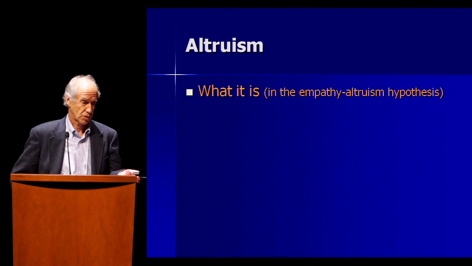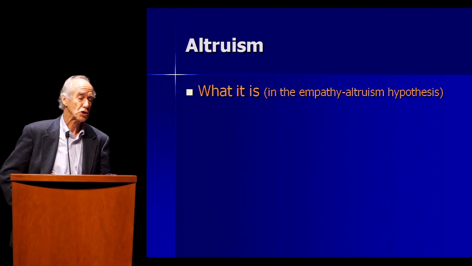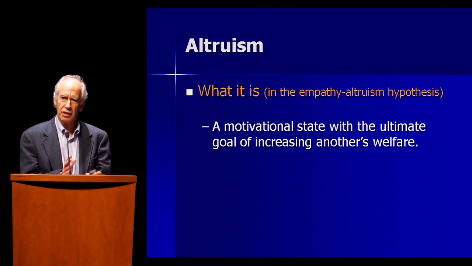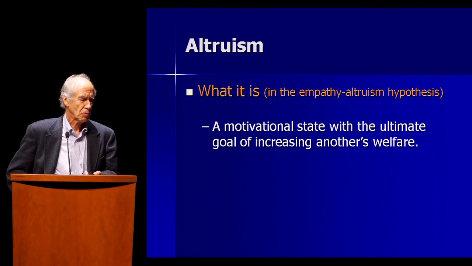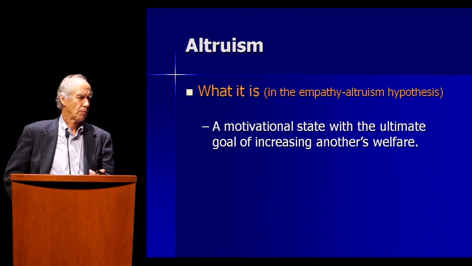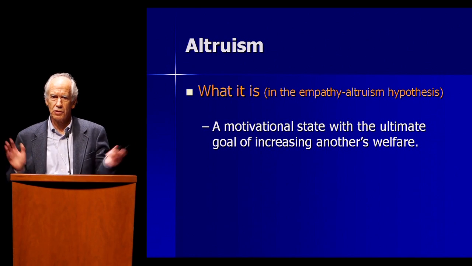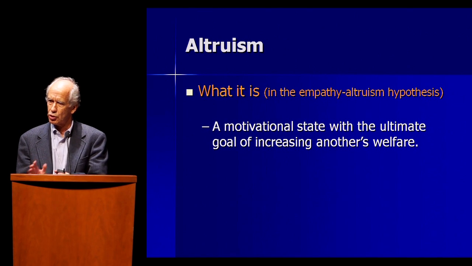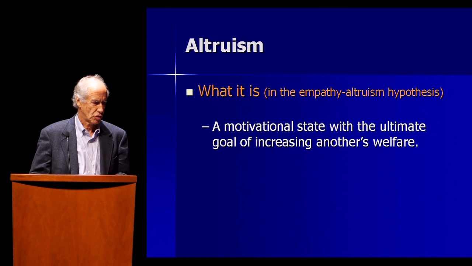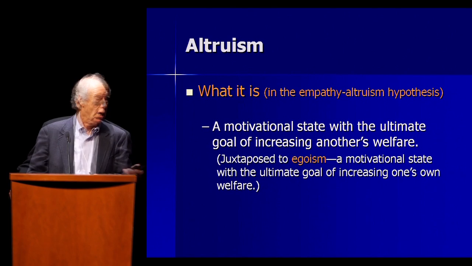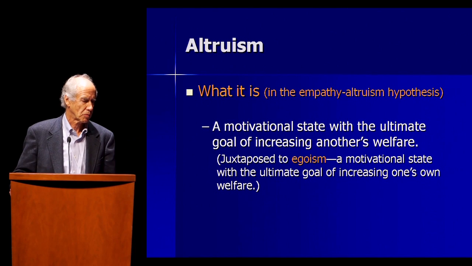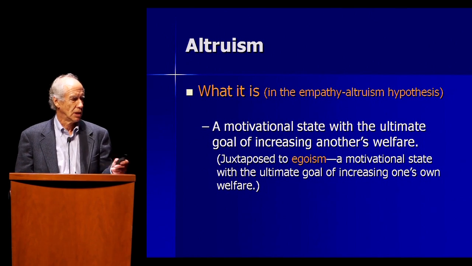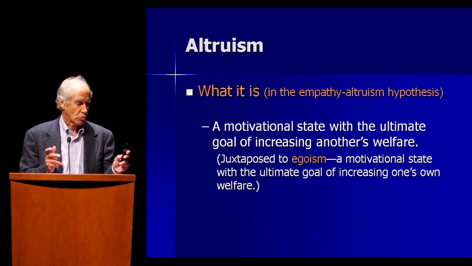So first, in the hypothesis, altruism is a motivational state with the ultimate goal of increasing another's welfare. So I'm talking about motivation, and I'm talking about a state, not a general trait of the person. And by an ultimate goal, I don't mean a metaphysical first final cause or evolutionary function. I'm talking about simply what a person is after in the situation. And people can have multiple ultimate goals in a given situation. So this is a goal of increasing another's welfare, but it's juxtaposed to egoism, a motivational state with the ultimate goal of increasing one's own welfare. There is a debate within Western thought that's gone on for centuries, the egoism-altruism debate, and that's what it hinges on.